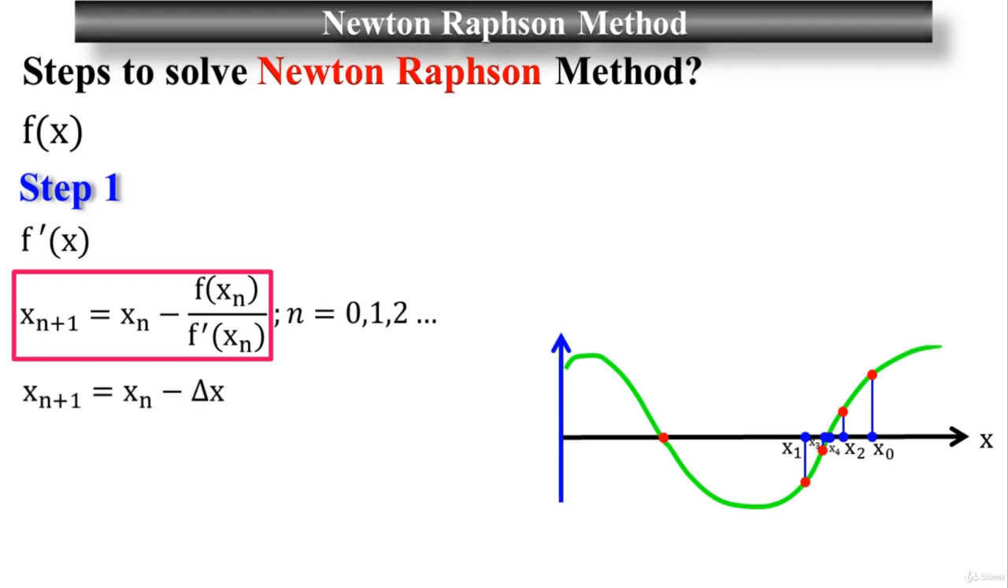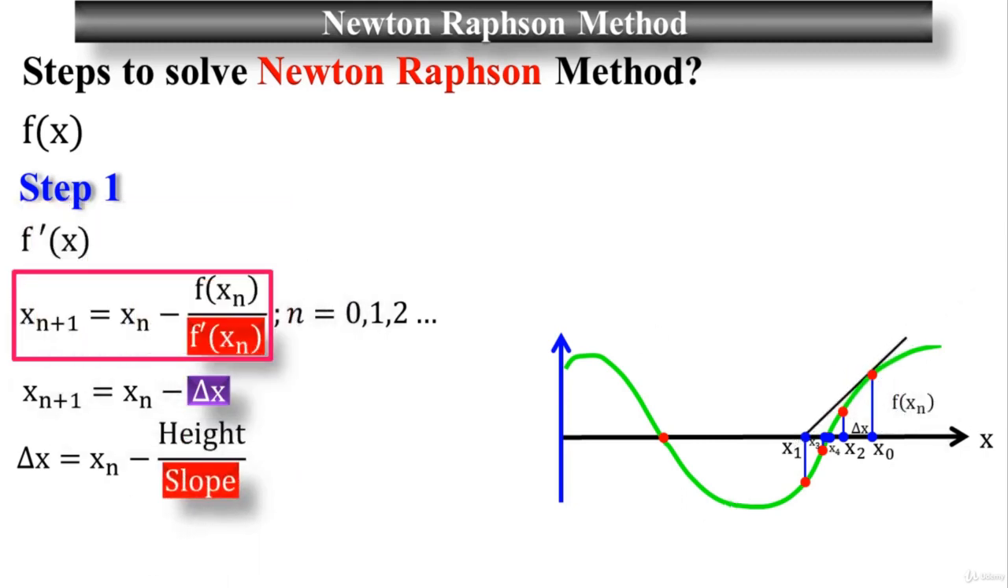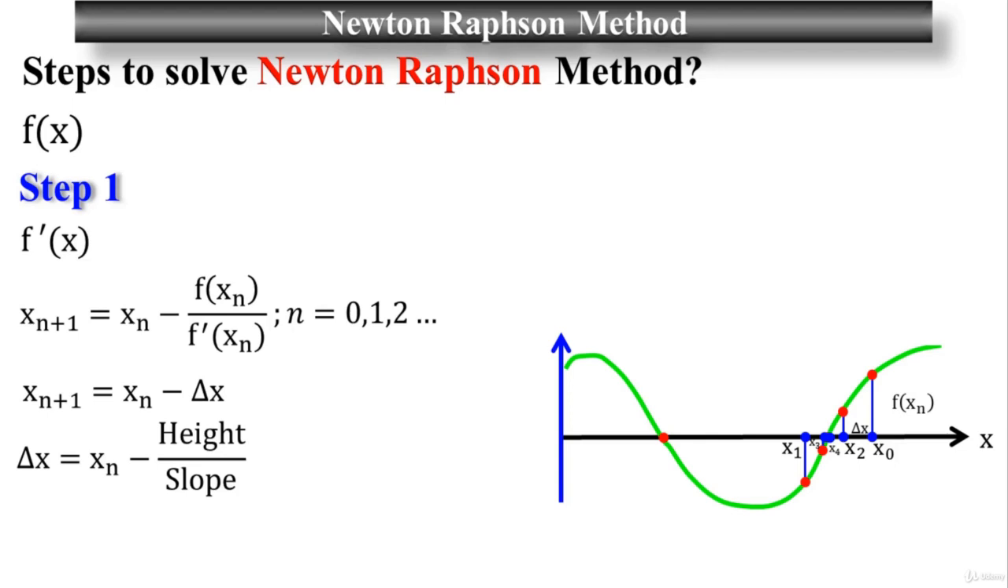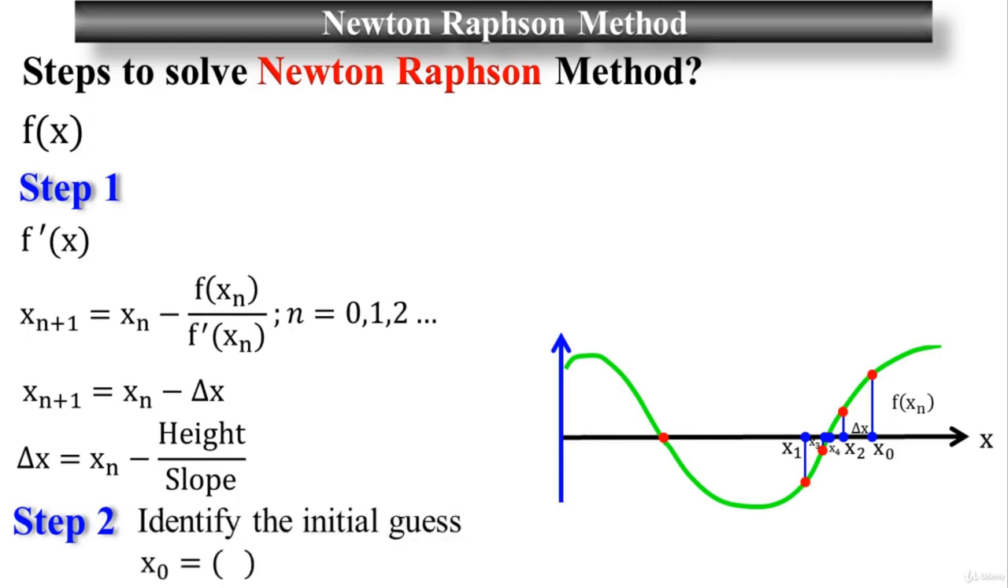I can replace f of x sub n over f prime of x sub n with delta x. Look at the graph. Delta x is here, which is the change between the initial value and the target. Height is here, which is f of x sub n. And slope is here, which is f prime of x sub n. So far I have explained Newton-Raphson method graphically. Now if you want to solve any numerical using Newton-Raphson method, the first step is to take its derivative. In step 2, identify the initial guess, which is x sub naught. It is the initial value that we assume somewhere around the target.